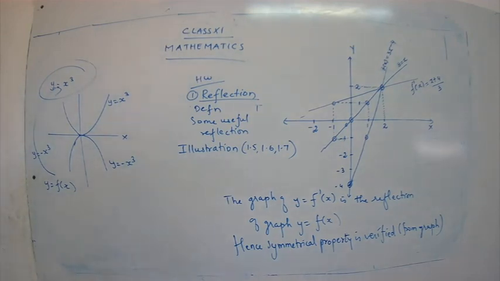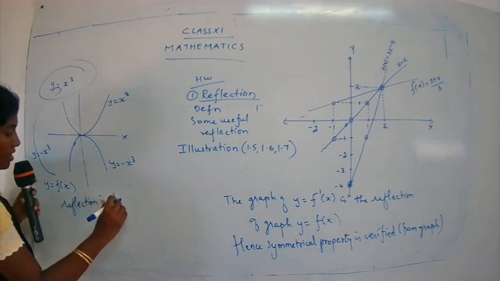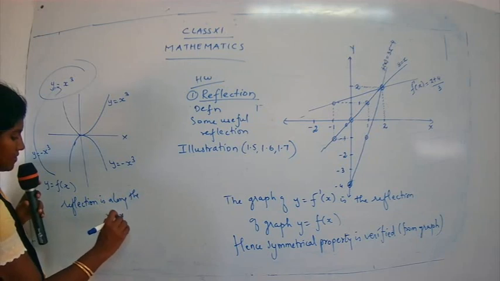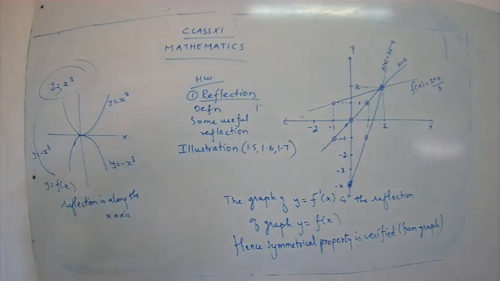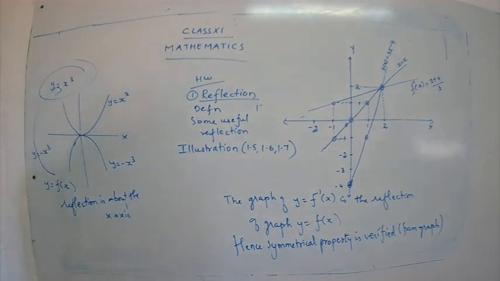Okay, now let's come to the next illustration. What is the next illustration given? They have given you two graphs. Y square is equal to x and y square is equal to minus x. So this was the first illustration. Here the reflection is along the x-axis, or you can say it's about the x-axis. Yeah, about, we'll use the word about. It's not along, it's about the x-axis. Okay, let's go for the next point over there.